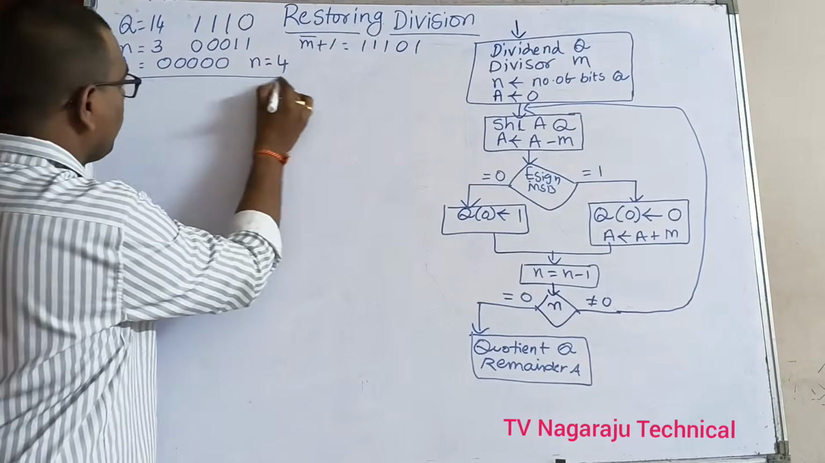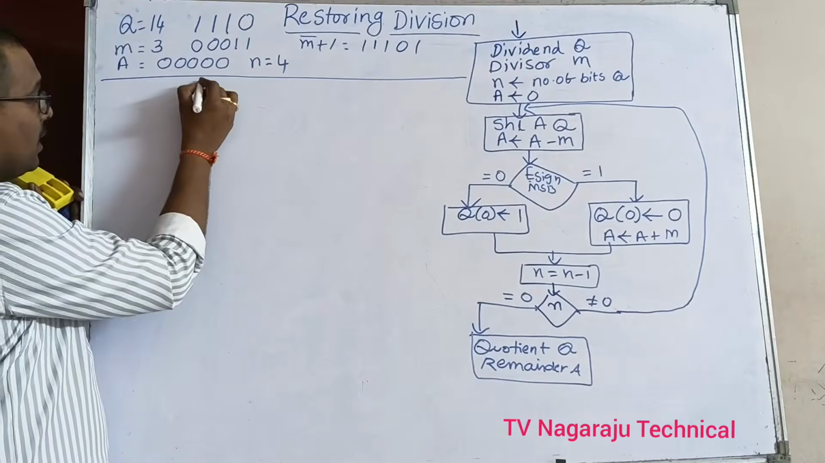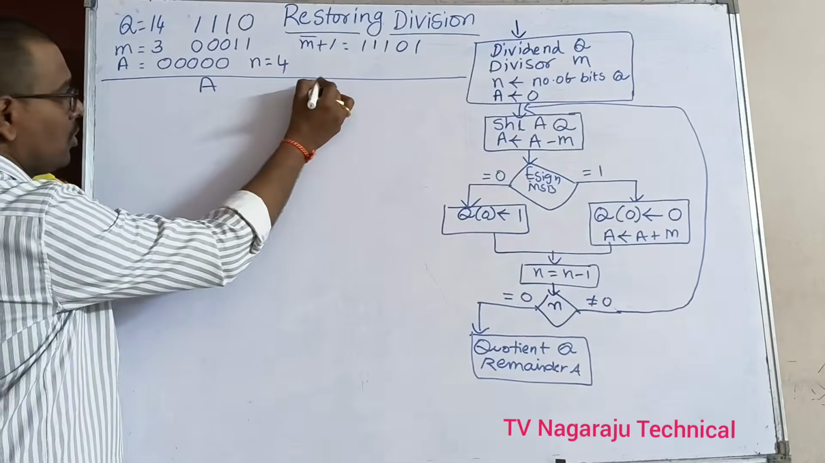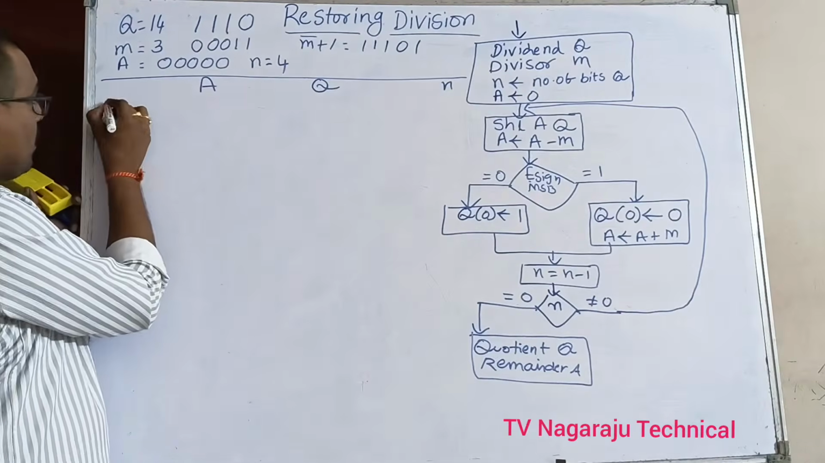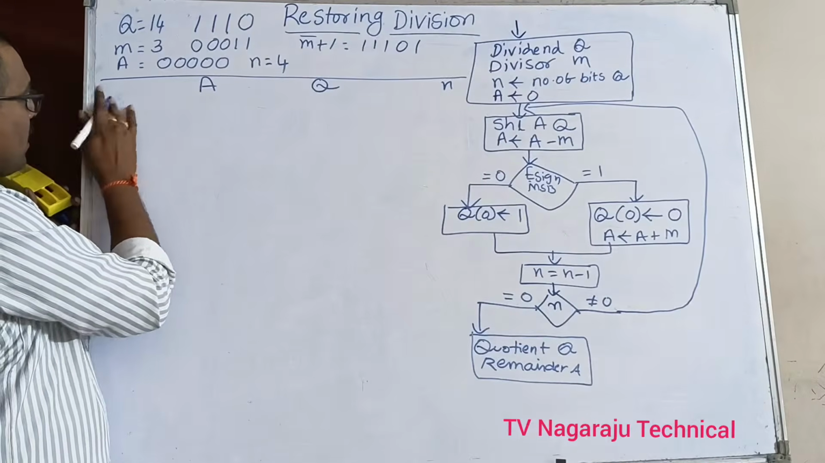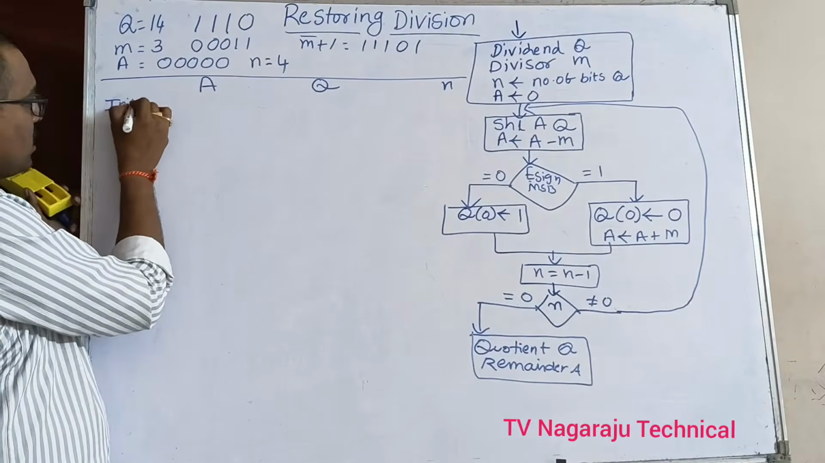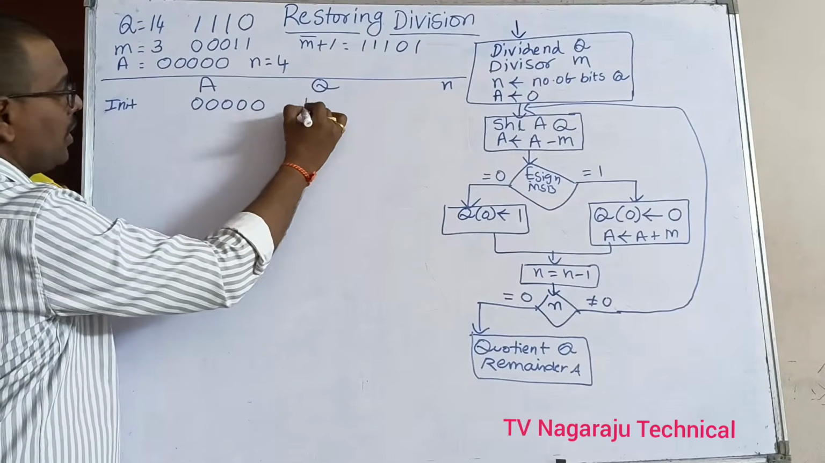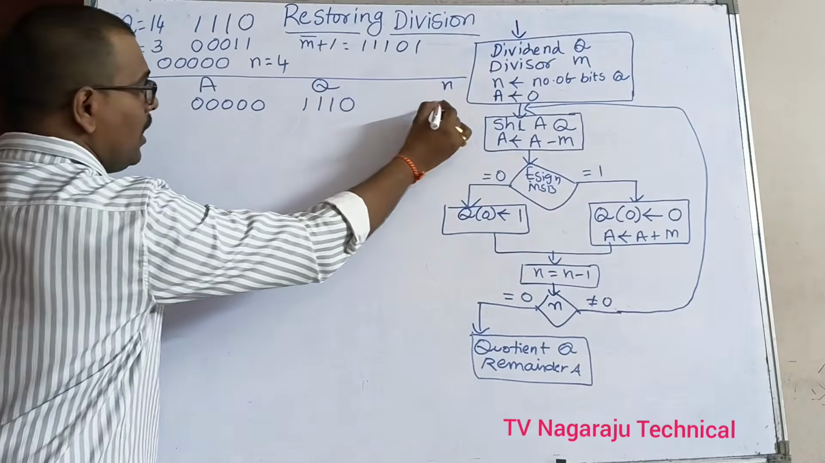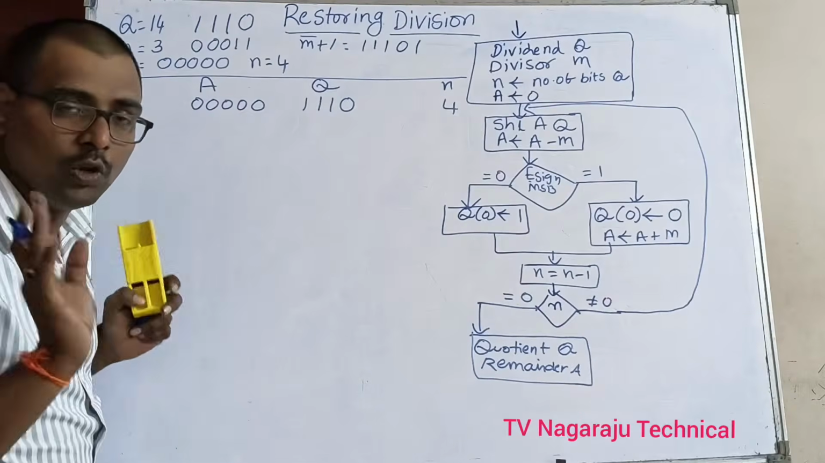Now let us start the procedure. These are the A value, Q value, and n value. What is the first step? The first step is initialization. So A is 5 bits, 00000, Q is 1110, and the n value is equal to 4.